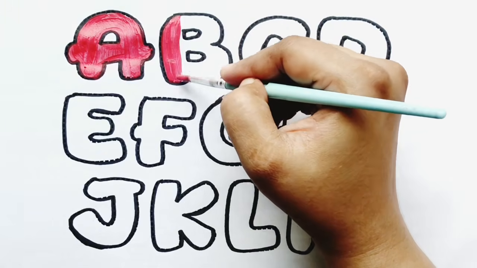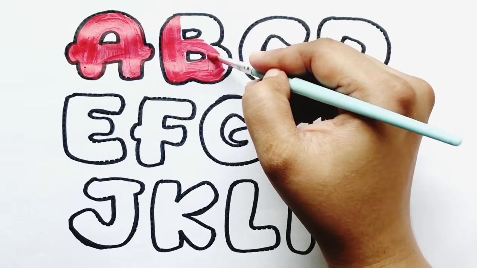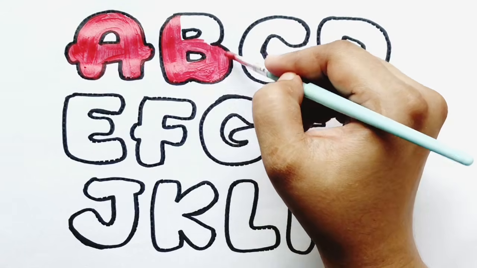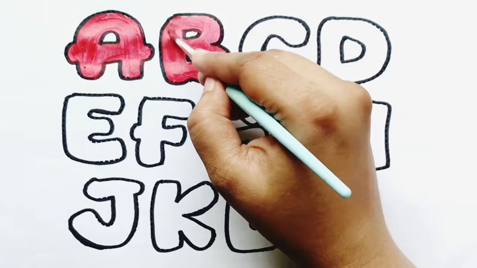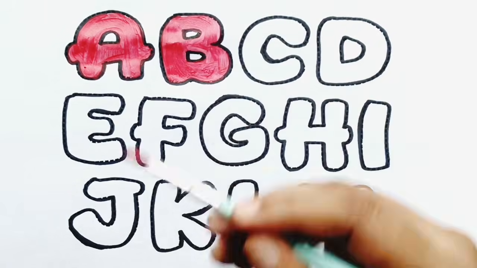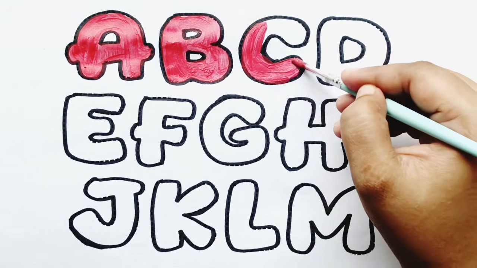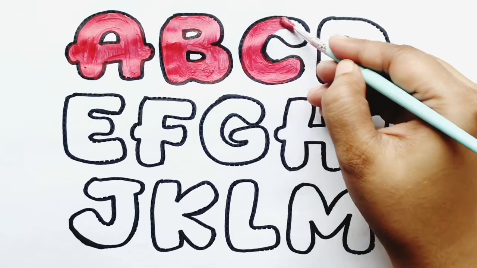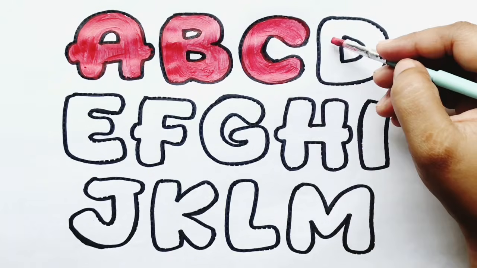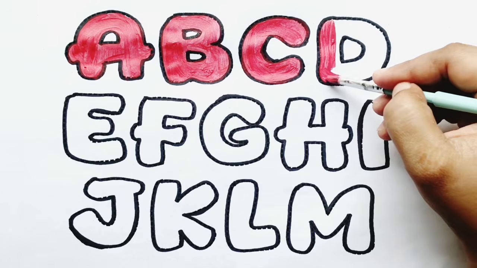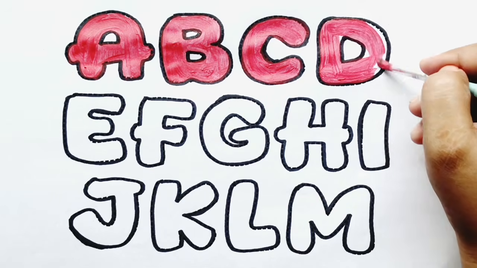B. B for broccoli. C for cherry. D for dolphin.